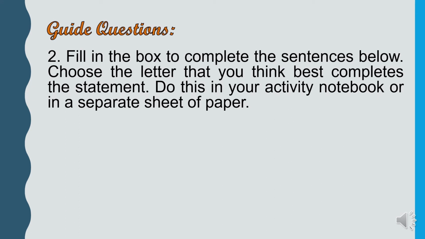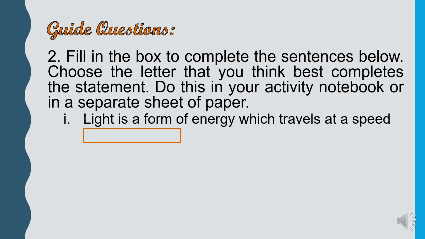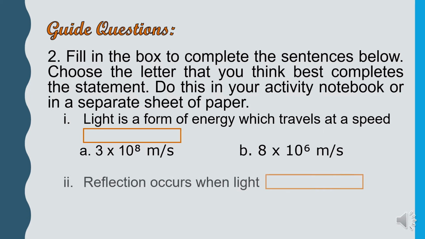2. Fill in the box to complete the sentences below. Choose the letter that you think best completes the statement. Do this in your activity notebook or in a separate sheet of paper. 1. Light is a form of energy which travels at the speed of blank. A. 3 times 10 raised to 8 meters per second. B. 8 times 10 raised to 6 meters per second.